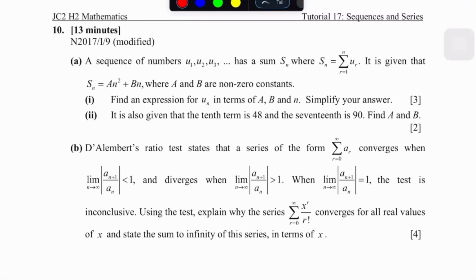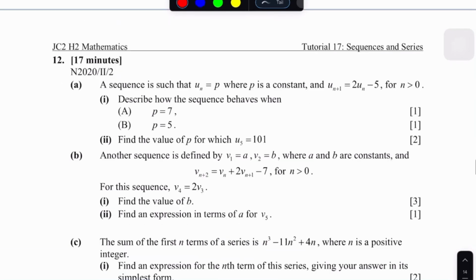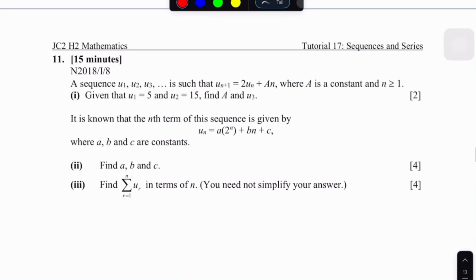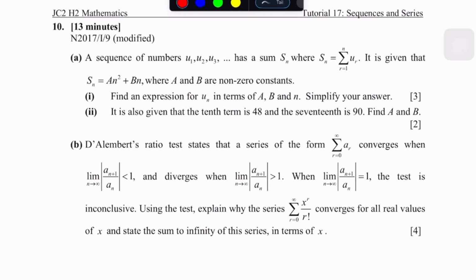Today we have questions 10, 11, 12. Okay, if you look at 10, 11, and 12, these are actually very recent past year questions, 2020, 2018, 2017. So sequences and series is one of the chapters where you will see up to 2 questions per year. One question on the sigma notation, one question on recurrence relation. Usually like that.